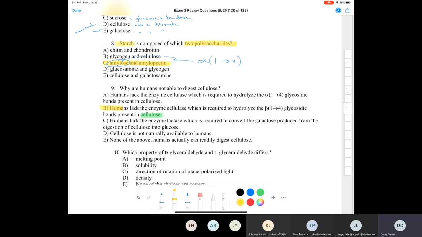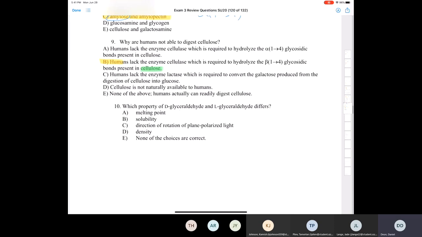All right. Lactase in C, lactase has nothing to do with cellulose digestion. It is involved in lactose digestion. Cellulose is not naturally available to humans. Well, that's not true. Whenever you eat a fruit, the fiber in it comes from cellulose because we can't digest fiber. And none of the above, humans can actually readily digest cellulose. Would be nice. Could go graze on the front lawn.